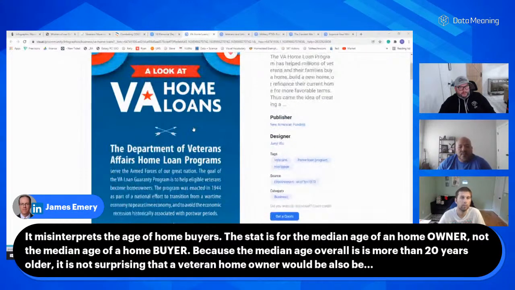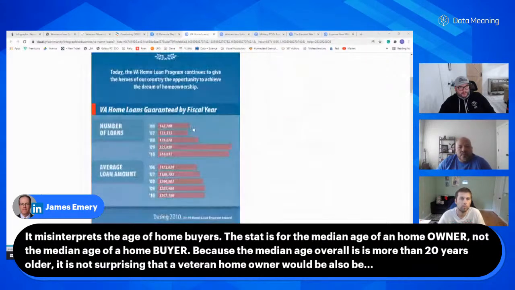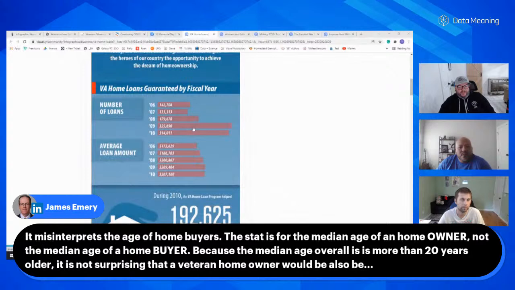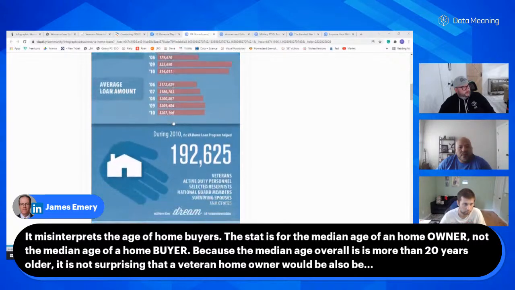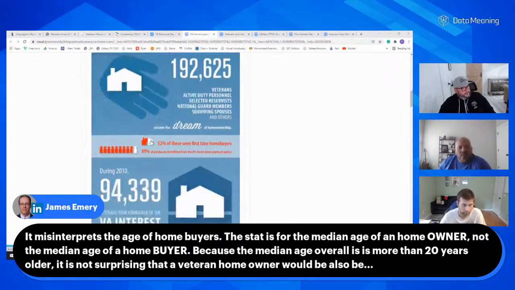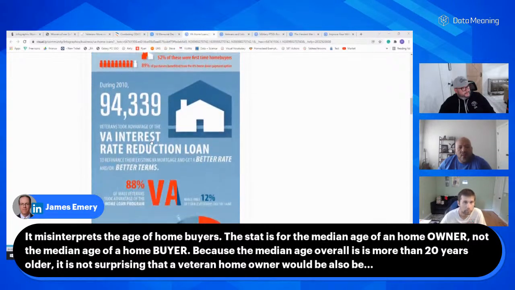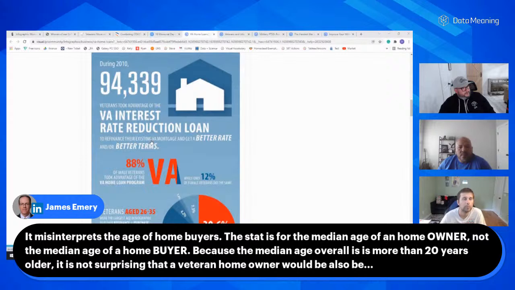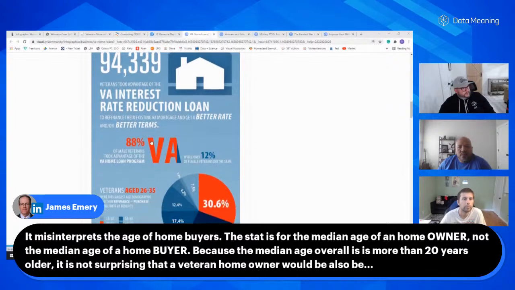So look at VA home loans, and look at how cool this is. You can see VA home loan guarantee by fiscal year, right? But what I think is great is this: 96,000 veterans, active duty personnel, selected reserve, and National Guard achieved a dream home. And then it says VA interest rate reduction, 88%.